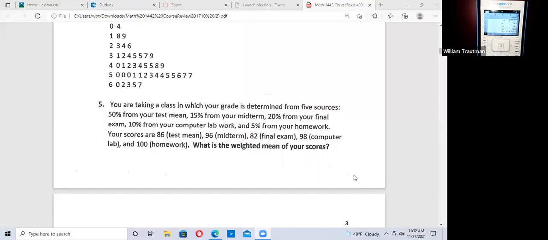Okay, so for question 5, after we entered everything in, our weighted mean is 88.6. All right, question 6.